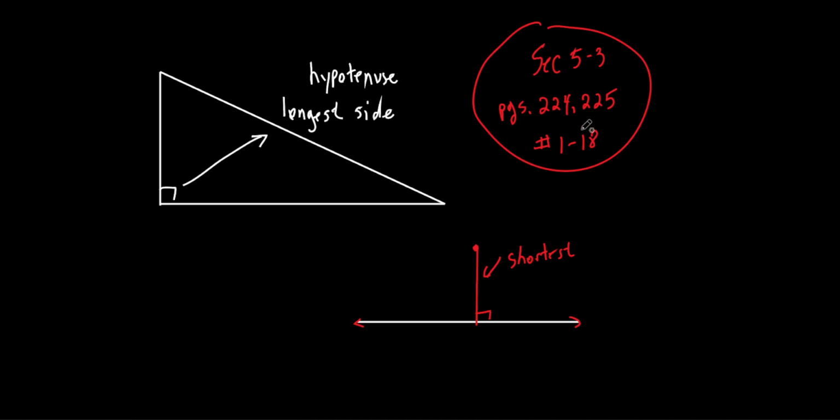Anyway, that's it. That's your homework. 1 to 18, section 5-3. Shouldn't be all that difficult. Everybody good? Yeah. Easy way to start off the new year, right? Yeah. Okay. Have that done for tomorrow.